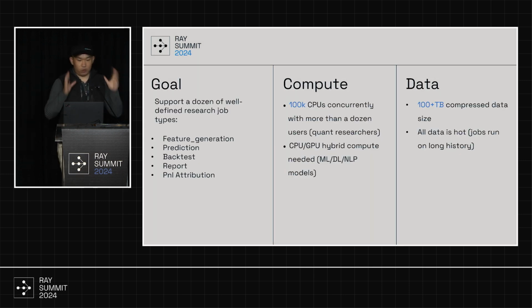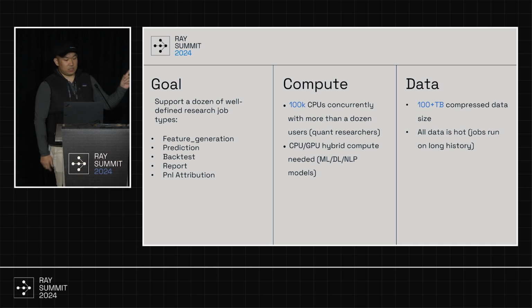So let's formally define our goal. Our goal is we want to support a bunch of very well-defined research jobs that leverage this data and do compute on them, right? These jobs can be feature generation, it can be the prediction, it can be backtest, which is like run your portfolio over a long history throughout time. It can be reporting and P&L attribution.